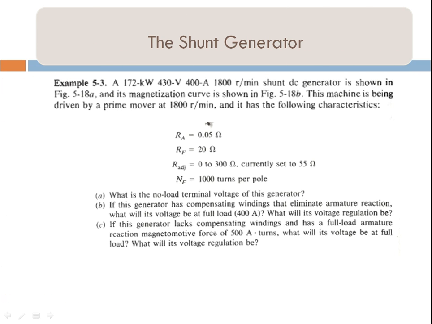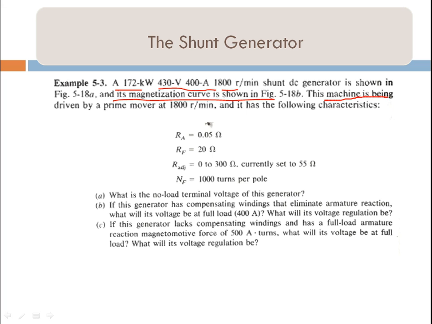Shunt generator. You can see here this is the example and you have to solve these questions. Just pause the video and watch these questions and solve them. I just read it for you: a shunt DC generator with its rating is shown in a figure, and its magnetization curve is shown in a figure.